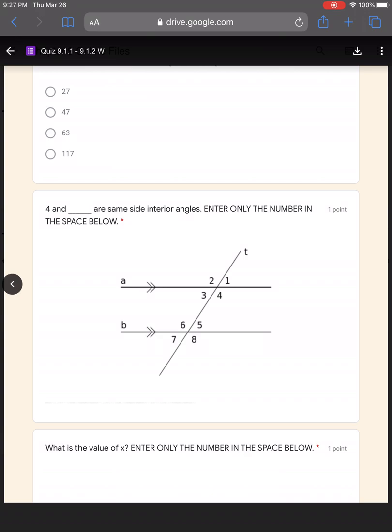All right, so this one we are looking for an angle pair. So 4 and blank are same side interior, or inside, angles. Enter only the number in the space below. So angle 4 and which other angle in this figure would be same side, meaning that they're on the same side of the transversal, and interior, which means that they're on the inside of the parallel lines.